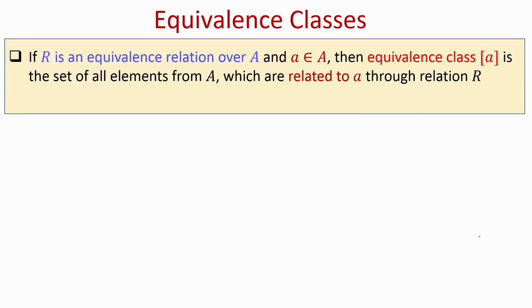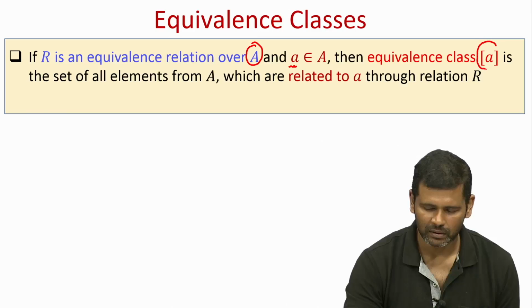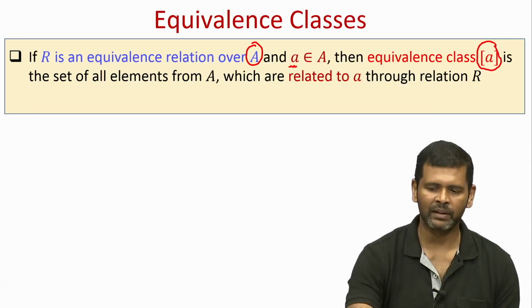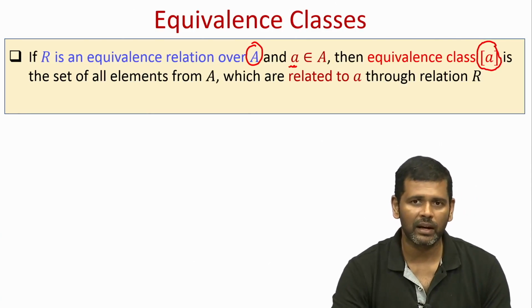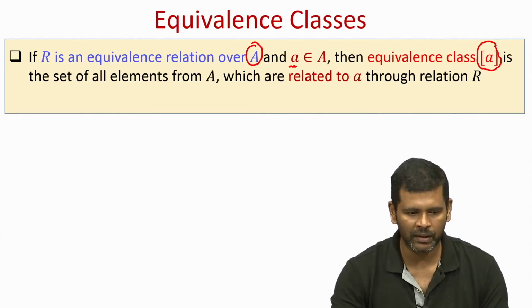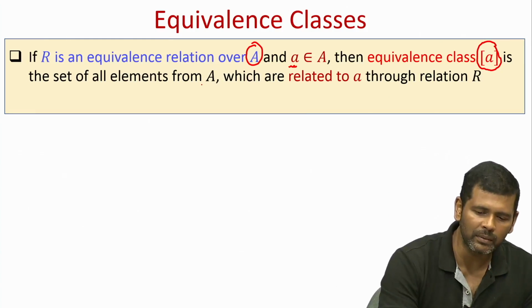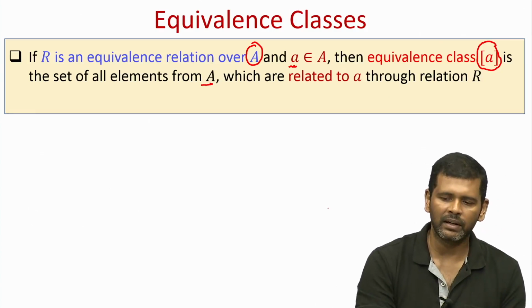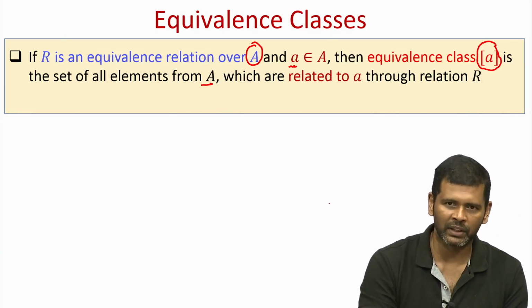So, now let us define equivalence classes. Imagine R is an equivalence relation over some set A, and now consider an element from the set A, I am calling it little a. Then the equivalence class of a, which is denoted by the square bracket with the element a within it, consists of all the elements from the set A which are related to this element a as per the relation R.